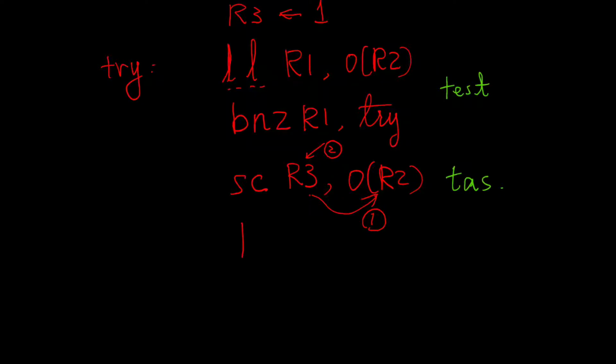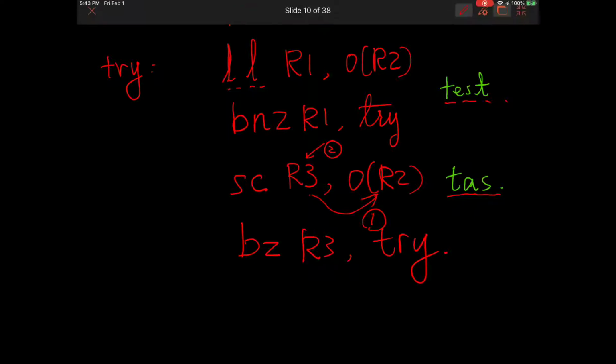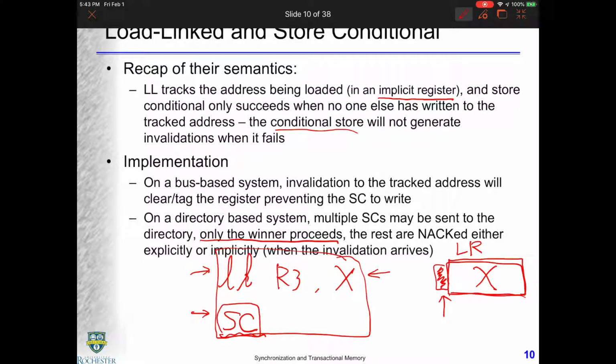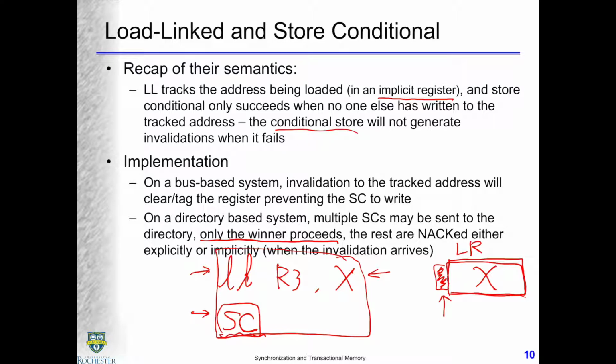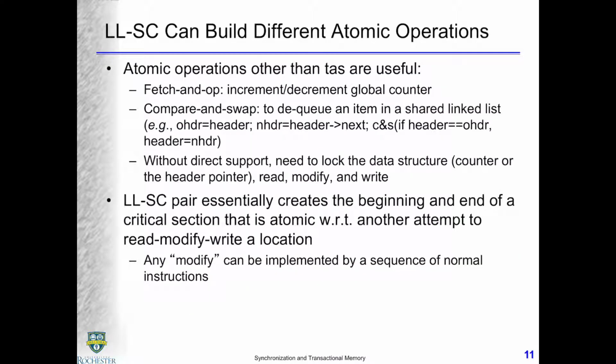If you failed, if R3 is 0, then go back to try. So that's your test. This is your test and set already. And that's load link store conditional. That's the code, how you write a test and set. But the beauty of load link and store conditional is that we can do more than just test and set. We can do a lot of these other things.